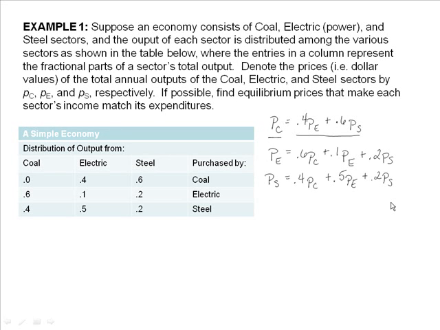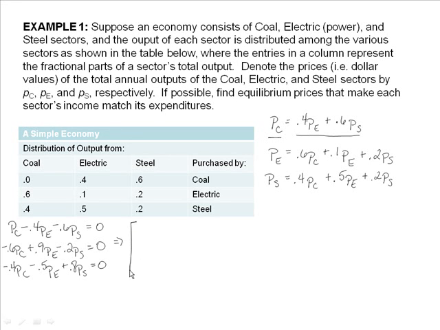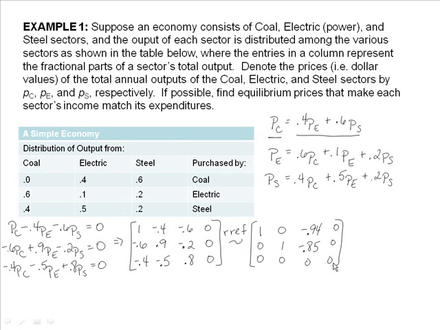So here we have a system of equations, and to solve it we're going to move all the unknowns to the left and combine like terms, and we'll end up with a homogeneous system. We'll end up with the following system. We can put this into an augmented matrix, and we can now row reduce this matrix, and then we have the following matrix in reduced echelon form.